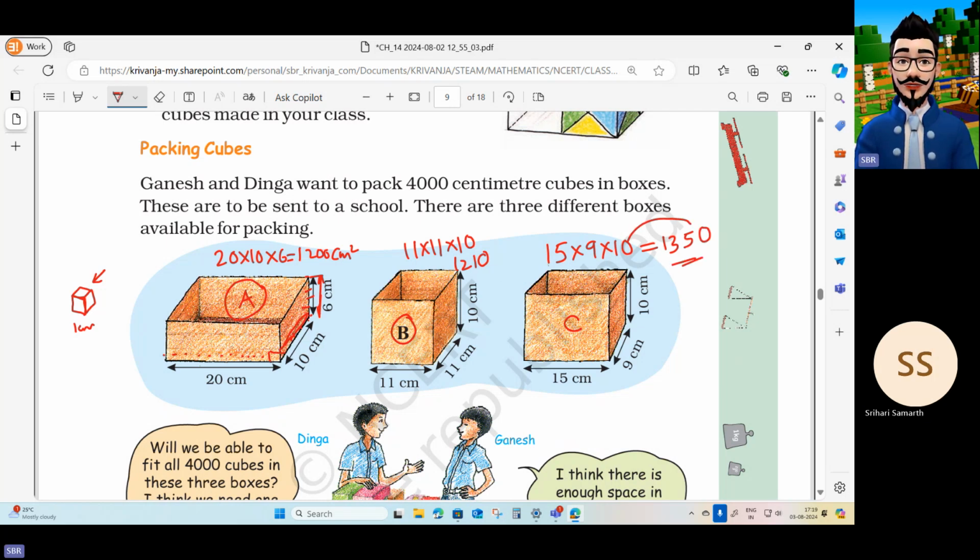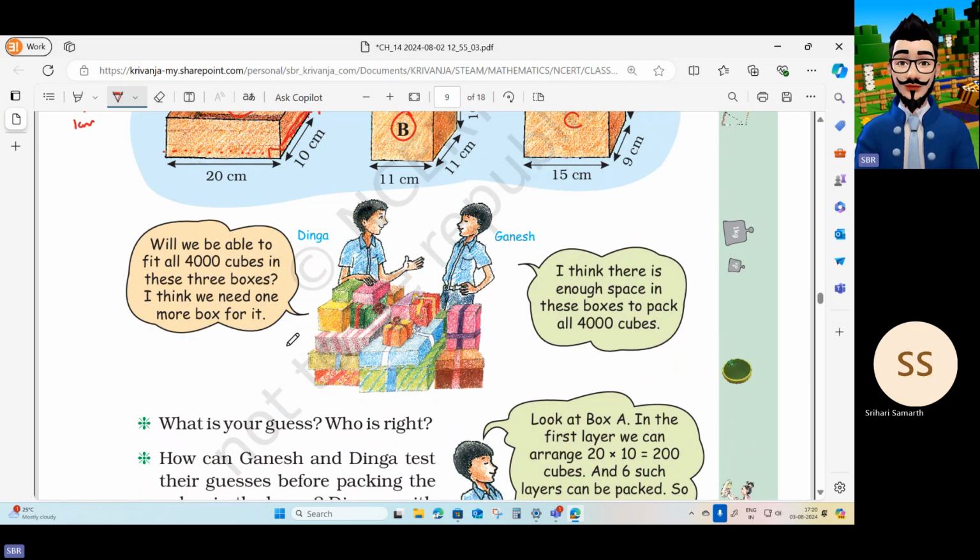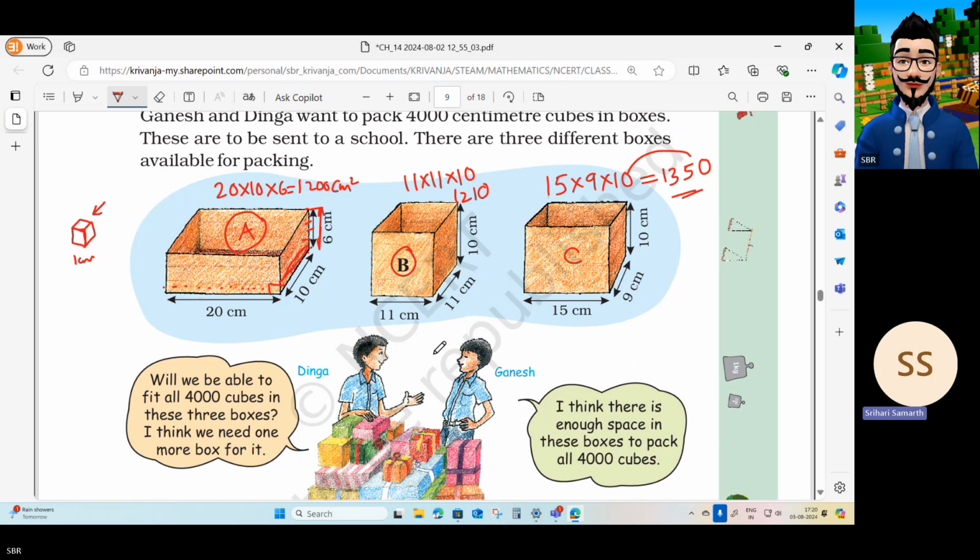Okay, is that the question? No, we haven't arrived at the question. We just verified it. Read it. Read it properly. Will we be able to fit all 4,000 cubes in these three boxes? I think we need one more box for it. Is it correct? I have to check it. How do you check? 1200 plus 1210 plus 1350. How much will it come to?